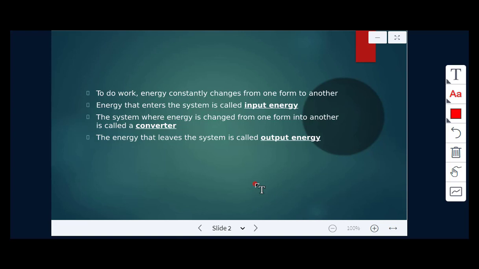Energy that enters a system, that's called the input energy. Then there's the system where energy is changed from one form into another. That's called the converter. And then the energy that leaves the system is called the output energy.